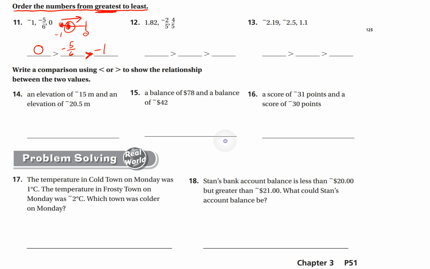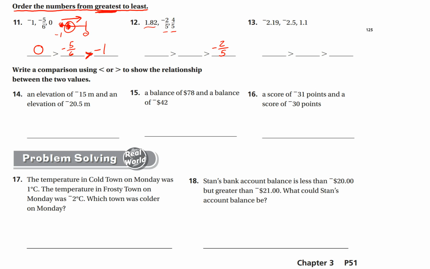Okay, and number 12, I'm just going to get you started. I have a positive number, another positive number, and a negative number. Well, I know the negative number is going to be my smallest. That makes it a lot easier to get started when you realize, hey, if I only have one negative number, that automatically has to be my smallest number.